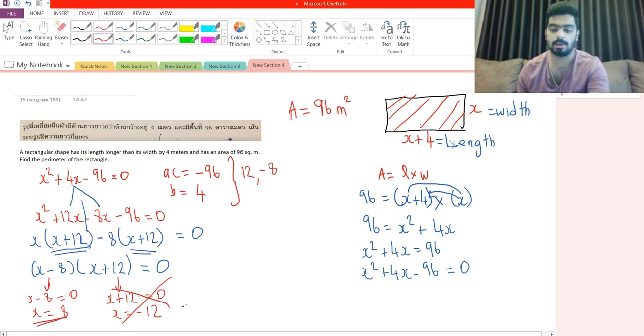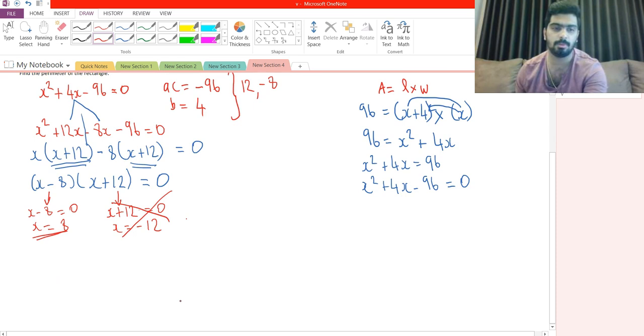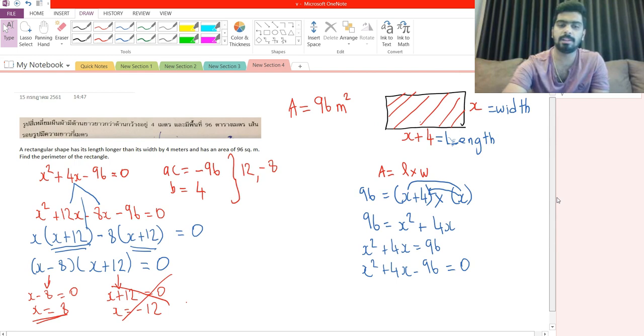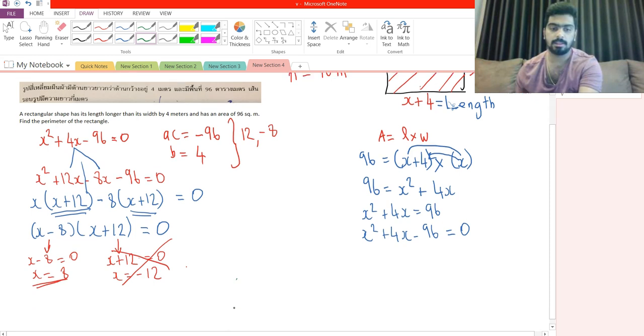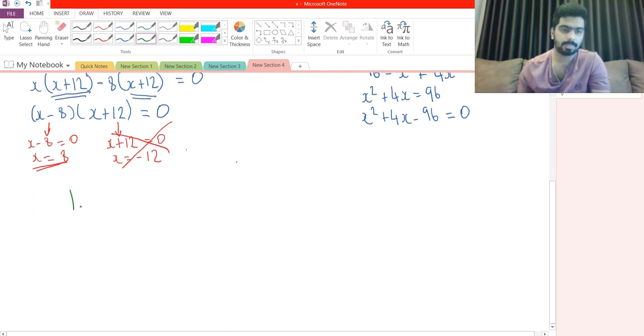So now we have found the value of x, right guys? So now once we find the value of x, let us substitute it. So what do we have from the question? Let us go up a bit to the question and see what we have. We have length is x plus 4 and width is x, right guys? So let me maybe change the color. So we got length is x plus 4, and we know that our width is equal to x.